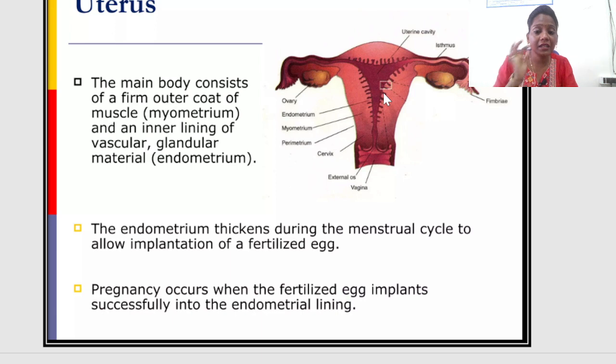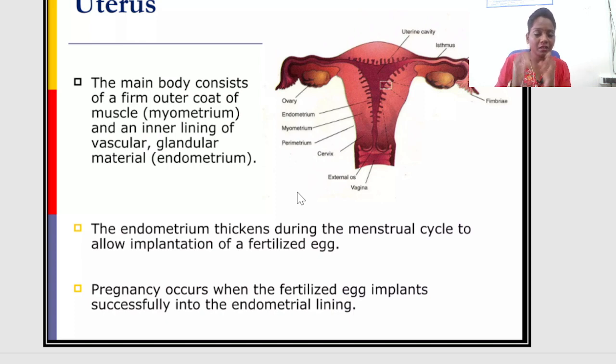I am telling you very clearly, the endometrium is the innermost layer, which is responsible for the monthly menstruation. If menstruation is not happening, it is because of pregnancy. And the next one is the myometrium. It mainly consists of the outer coat of muscles, and the inner lining of vascular and glandular structure we call the endometrium. The middle one is the myometrium, and the outer layer is called the perimetrium.